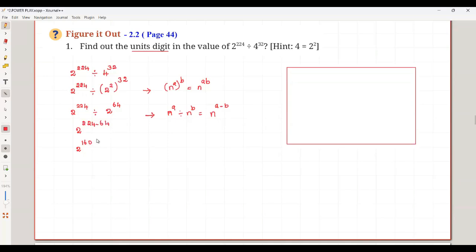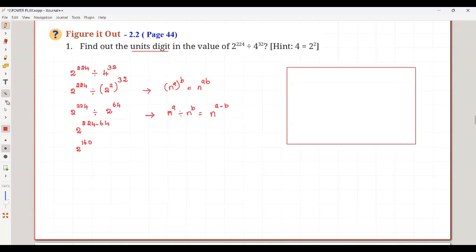Now I have to find out the unit digit. If it's a small number like 2 power 2, 2 power 5 or 2 power 6, I can multiply 2 into 2 into 2 into 2 and check the last digit. But for 2 power 160, writing 2 a hundred and sixty times is impossible. So how do we find the answer for 2 power 160?